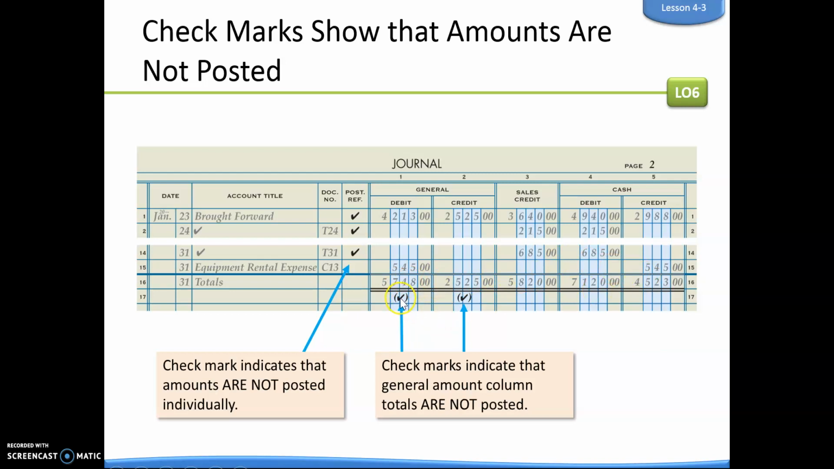We do not have to post our general debit total or our general credit total. If you think about it, where would those totals actually go? We don't have an account called general debit, and we don't have an account called general credit. So there's no place for those to go. Also, each of those has already been posted to where it needs to go individually. Like this equipment rental expense, you can see that was already posted to C13. So we don't have to do anything with that. We put a check mark in parentheses under our general debit and general credit column totals.